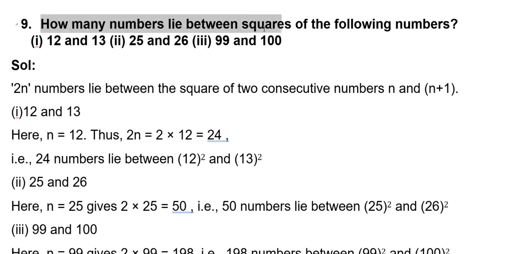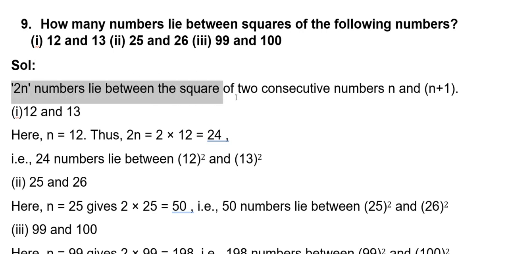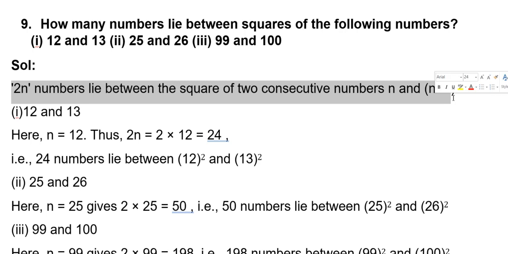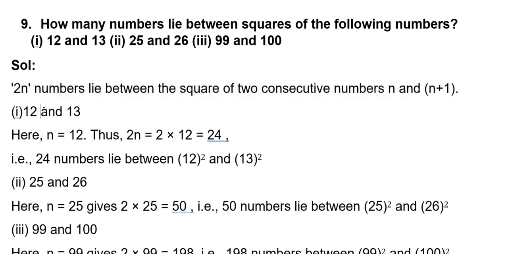How many numbers lie between squares of the following numbers? 12 and 13, 25 and 26, 99 and 100. So, solution, the 2n numbers lie between the squares of two consecutive numbers n and n plus 1. So, n here is 12, n plus 1 means 13. That is 2n numbers lie between the squares of two consecutive numbers.